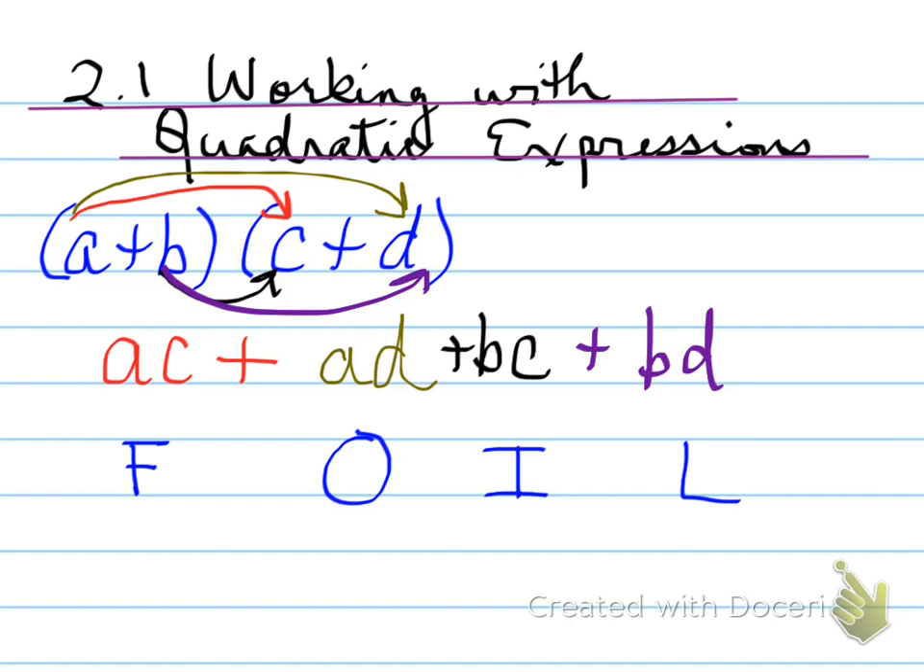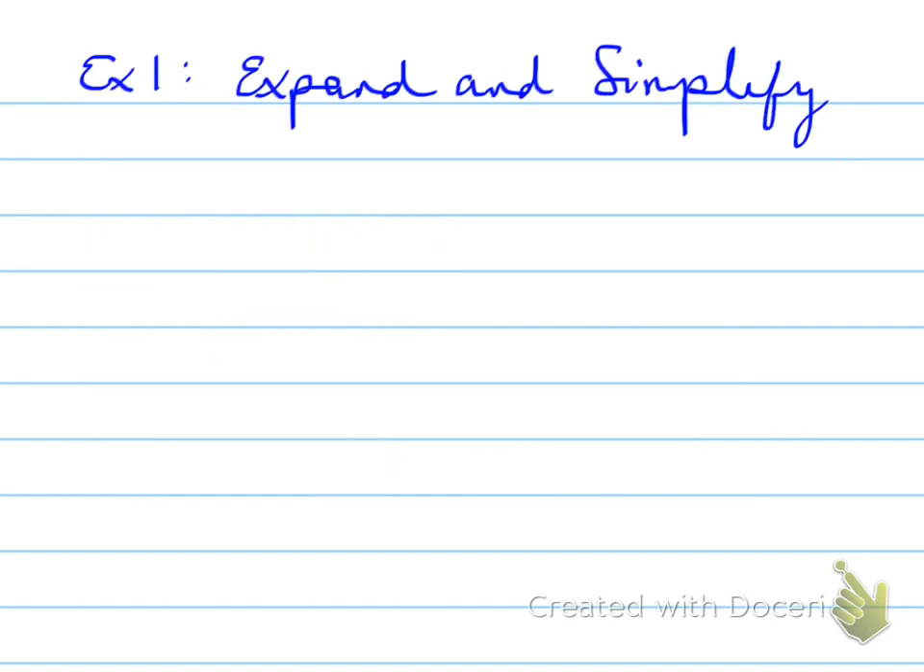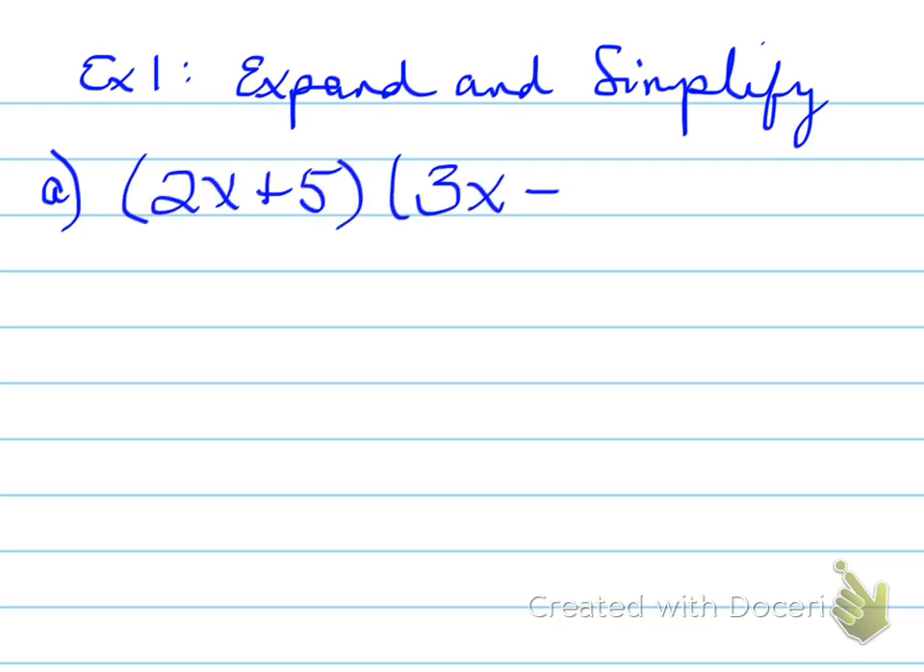Now, keep in mind, you may have learned this as an example of FOIL, where you take the first terms, that is these terms right here, A times C, and then outer terms A times D, inside terms B and C, and last terms in each set of brackets is B times D. And that is, we use first, outer, inner, last to describe the process of expanding. So, let's expand and simplify the following expression.